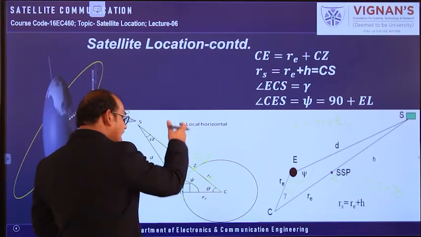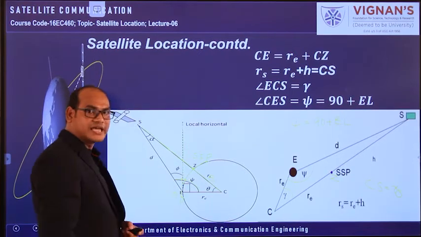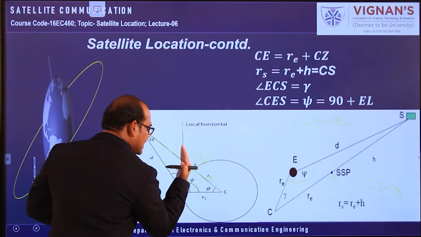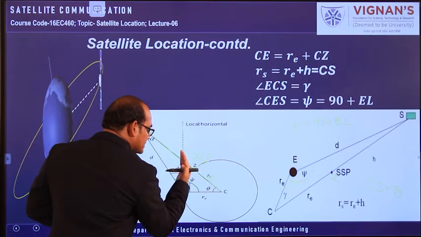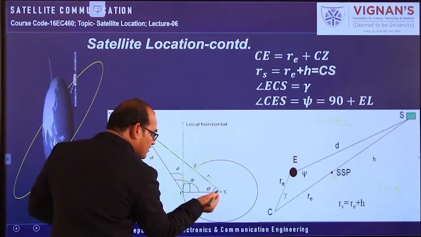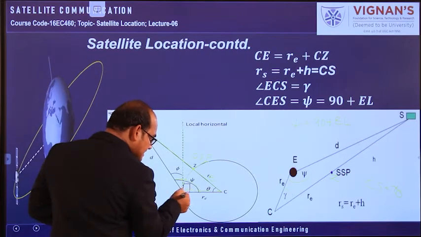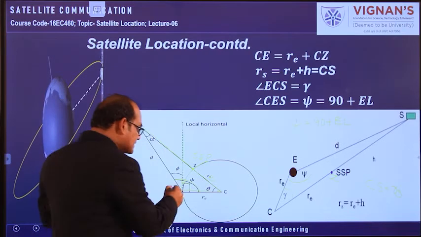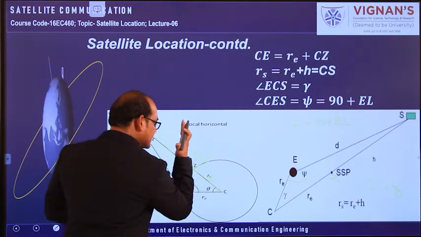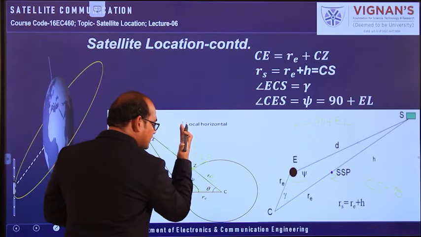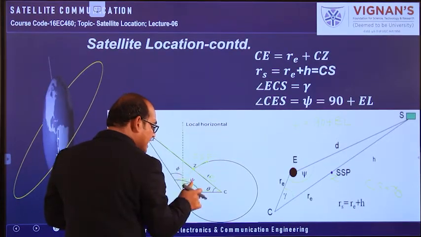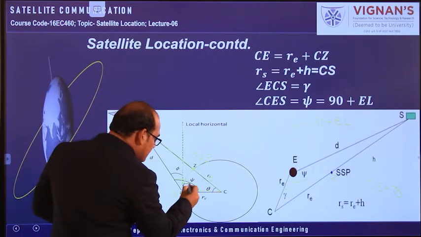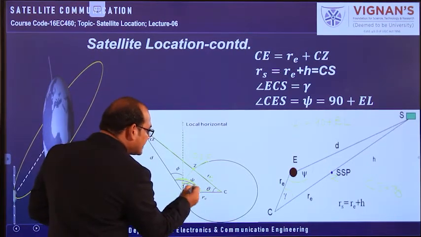At that point we have to take one plane tangentially. This is two dimensional, that's why we are looking at a line, but this is the plane. A locally horizontal plane is available like this, and from this CZ, from this CE, this locally horizontal plane is making 90 degrees, because CE is like this and CZ is like this. So this is 90 degrees, but from here to here totally it is psi.